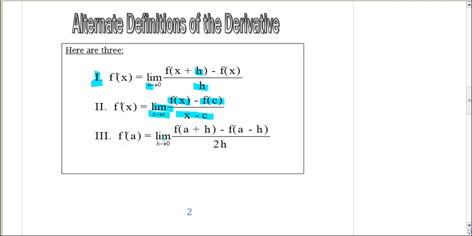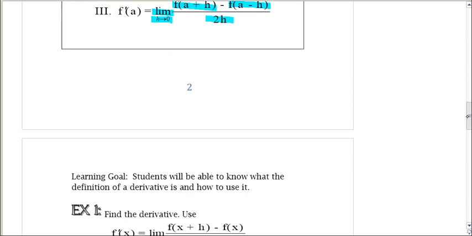And then the third type looks like this: limit as h approaches 0 of f of a plus h minus f of a minus h, hard to say, all over 2h. The most common one is the first one. That's the one that you're probably going to be able to use all the time, but it's good to know the other two just in case they require it of you.